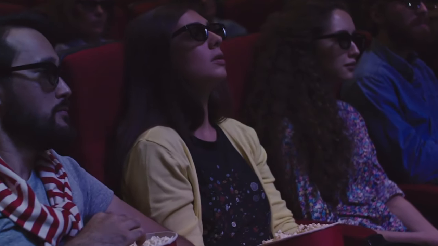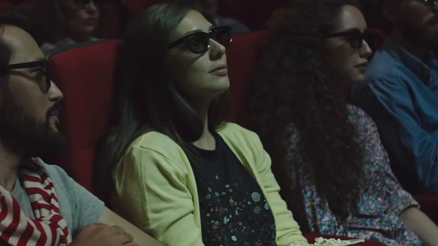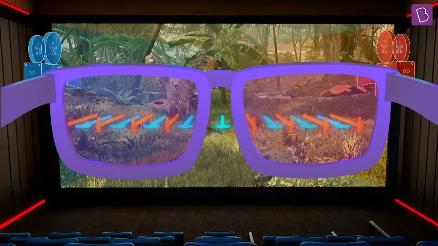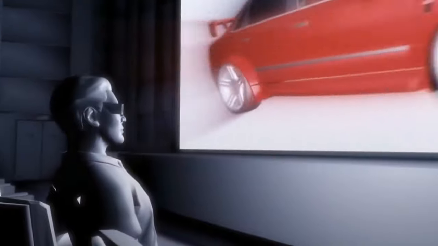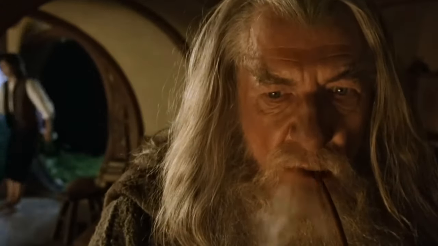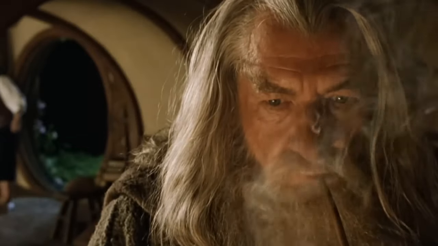Today, 3D glasses with polarization filters are more commonly used, whose lenses only allow light with a certain polarization to pass through. This technology indeed allows for conveying depth of perspective, but it is still not true three-dimensional imagery. For example, you cannot view the scene from different angles, discovering new details that were previously unseen by you. But science has not stood still either.